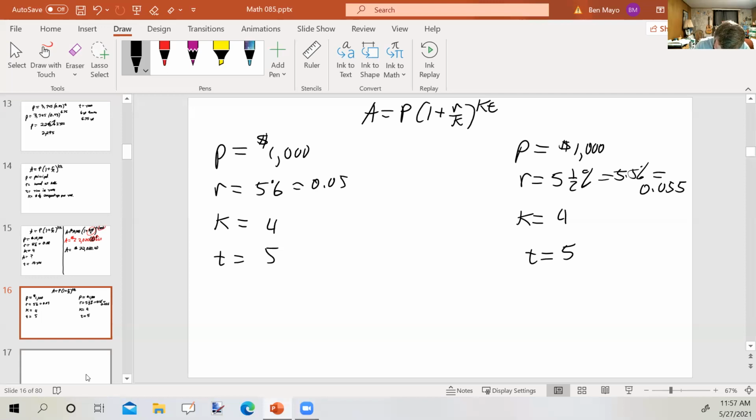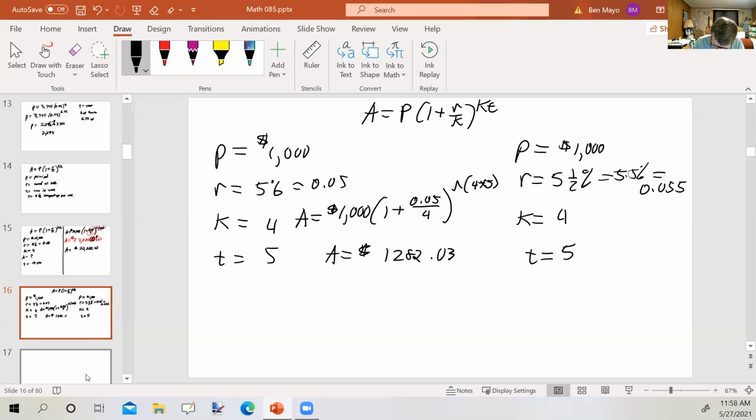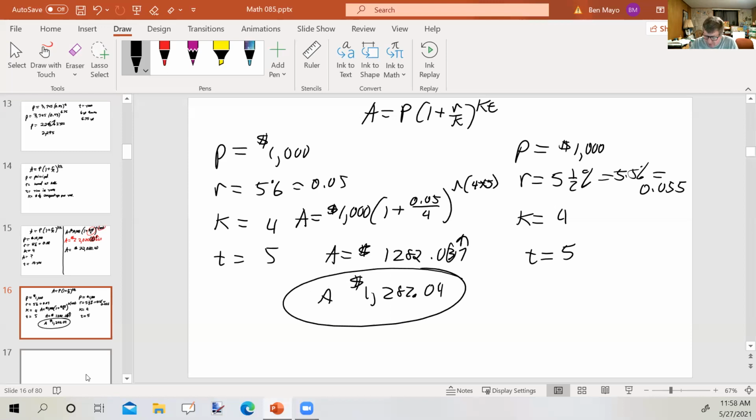All right. So the first one, A equals $1,000 times 1 plus 0.05 over 4 raised to the 4 times 5 power. 1,000 times parentheses 1 plus 0.05 divided by 4, close parentheses, little caret power key, parentheses 4 times 5, close it up, equals, I get 1282.037, so that would round up to 1282.04. Okay, so at 5% you'd have $1,282.04.